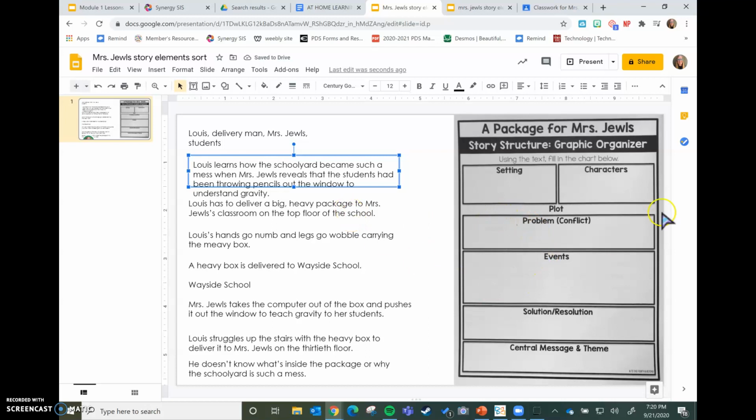Oh, one thing that's really important is, notice I'm not in present mode. You don't want to click present mode or you won't be able to move these things around. Okay.